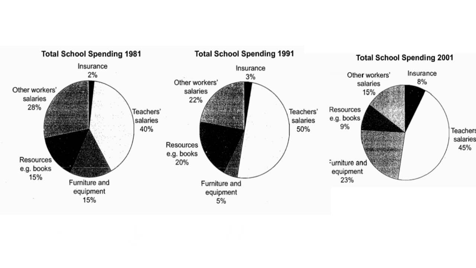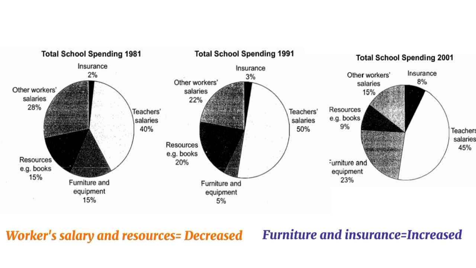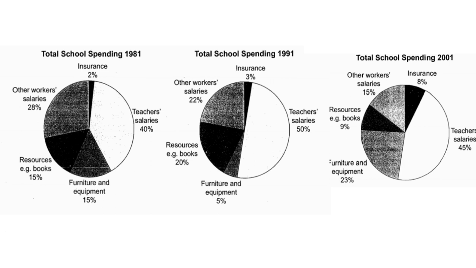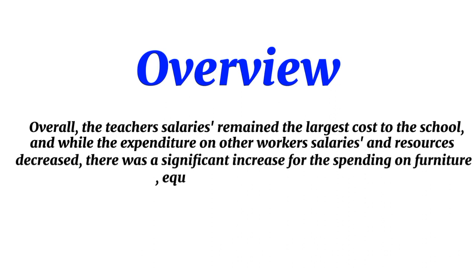So by what I observe, you can see the worker's salary as well as the resources and books budget has decreased over the years, while the expenditure for furniture, equipment, and insurance has increased over the years. So that can be written. It will be an effective overview. Let's write, and while expenditure on other worker salaries and resources decreased, there was a significant increase for the spending on furniture, equipment, and insurance. Good. Here we've written an effective overview, and it's also a band 9 overview that covers every single detail.